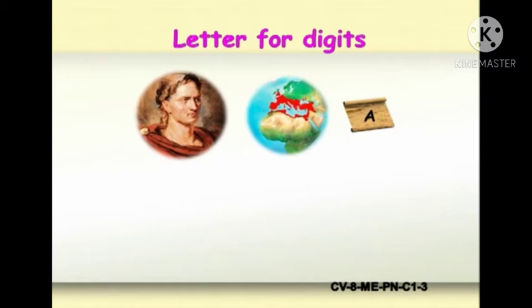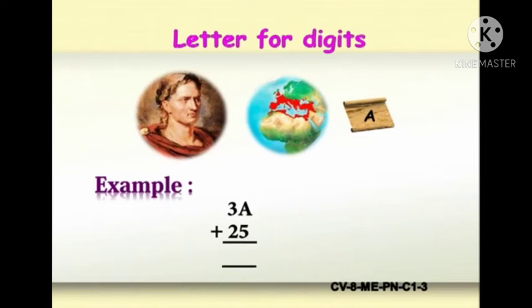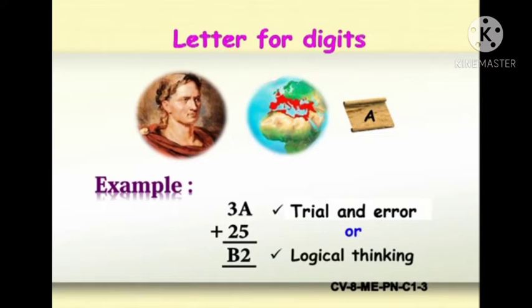Similarly, we have problems where letters represent digits which can be decoded. For example, find the values of the letters in the addition of 3A plus 25 is equal to B2. Here, we have to crack the code, that is, find the appropriate digits for the letters. Although cracking the code can be done through trial and error method, a little logical thinking helps in getting quick results.